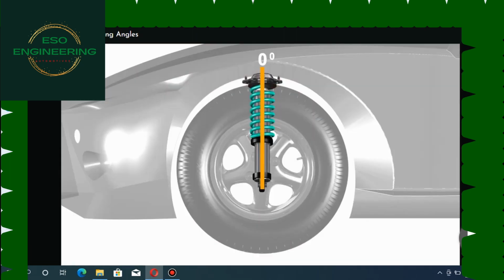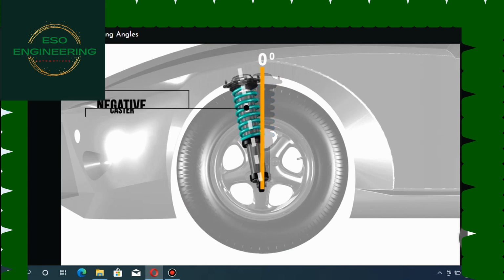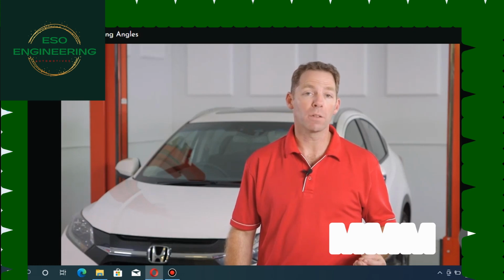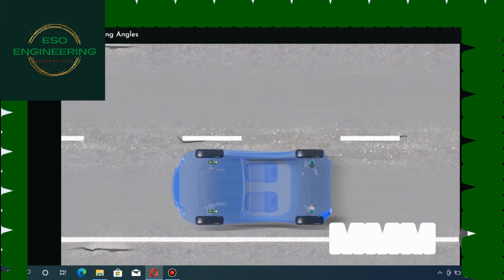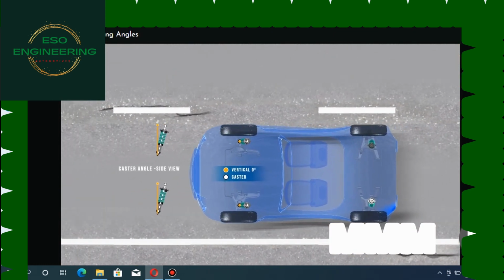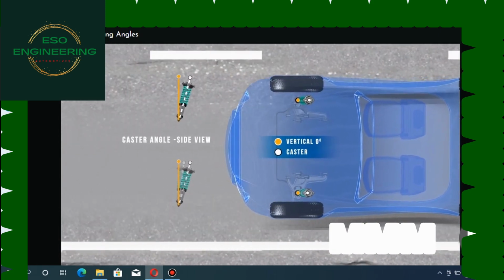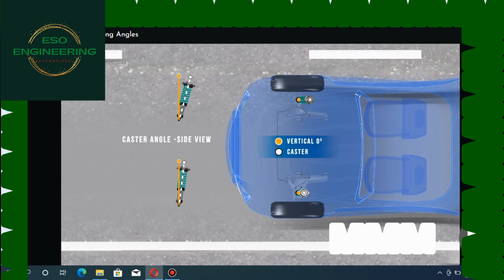Caster is the angle of the steering axis of a wheel from the vertical, as observed from the side of the vehicle. The forward or rearward tilt results in positive or negative caster. These angles may also be referred to as rake and trail. Generally, caster angles should be equal on both sides, although in some instances, a small difference may be tolerated by the manufacturer for its geographical market and use.